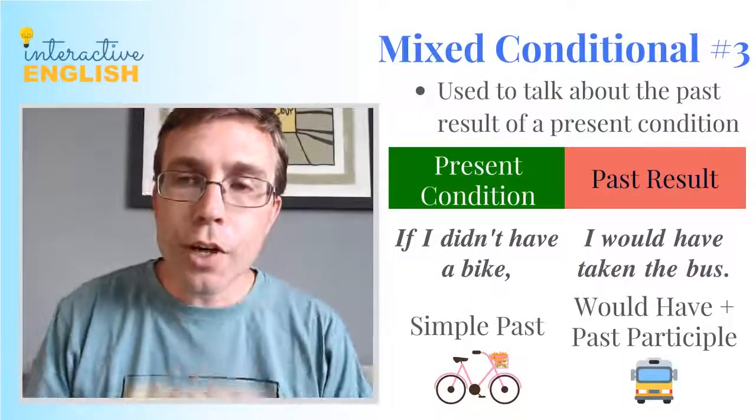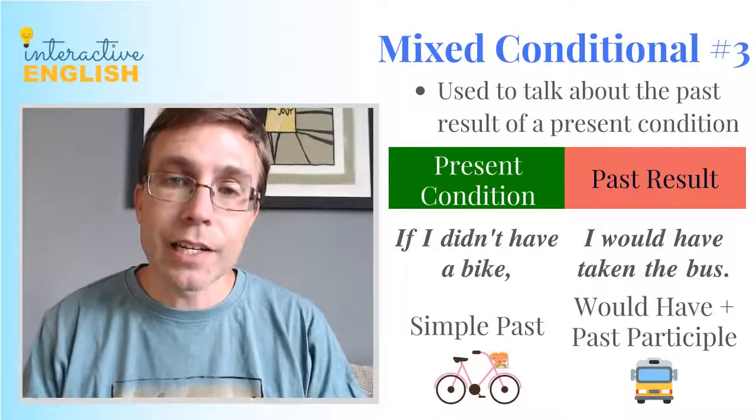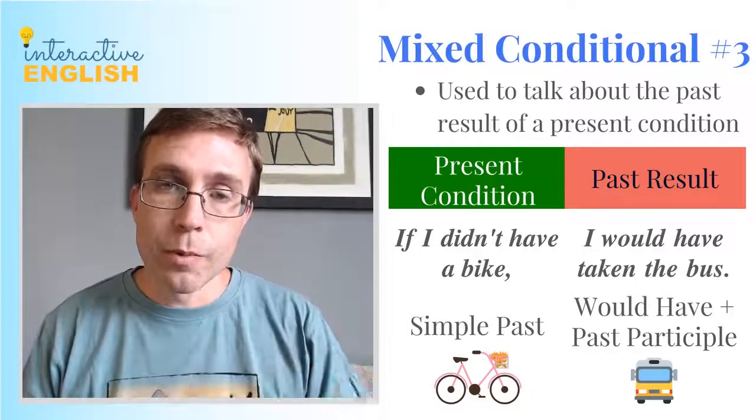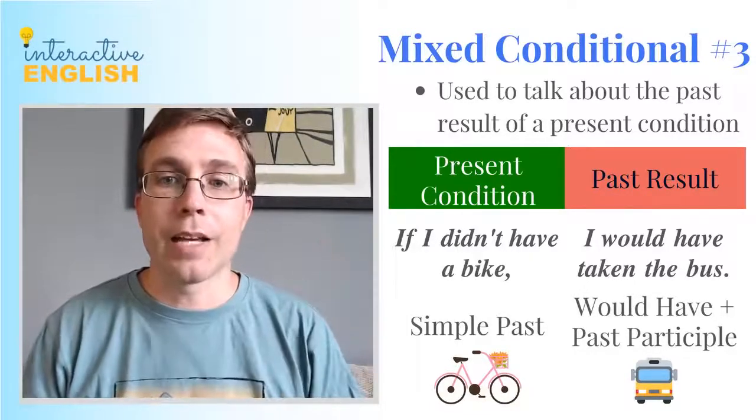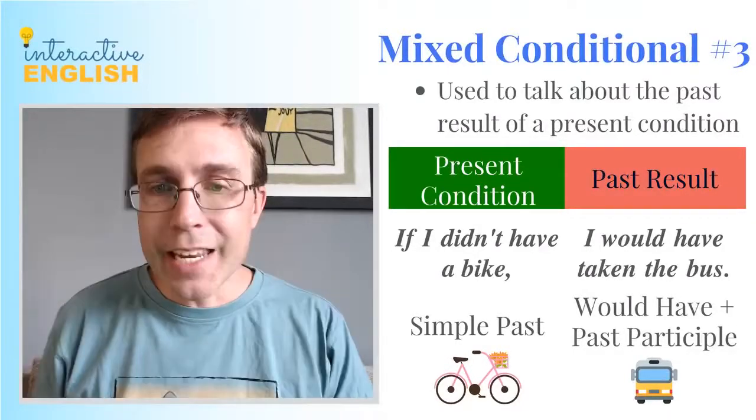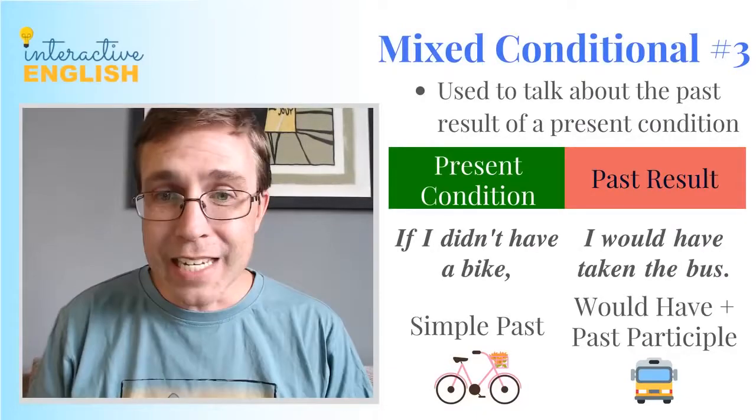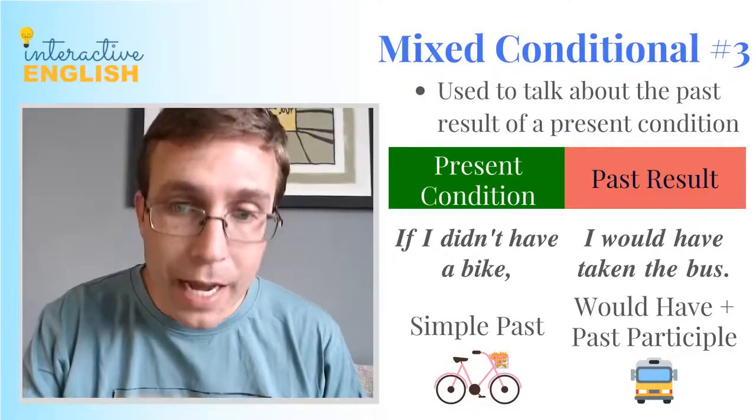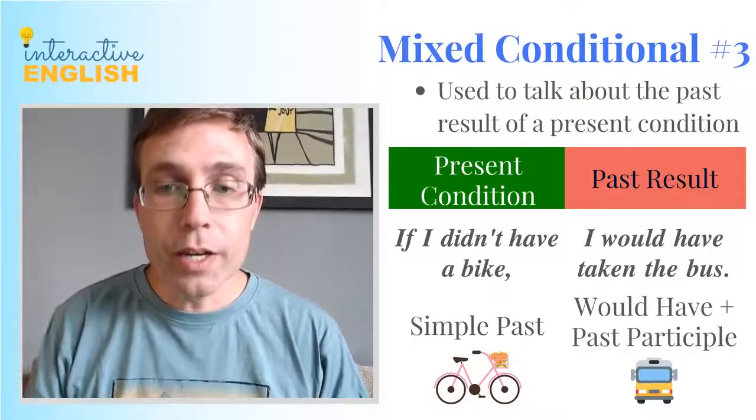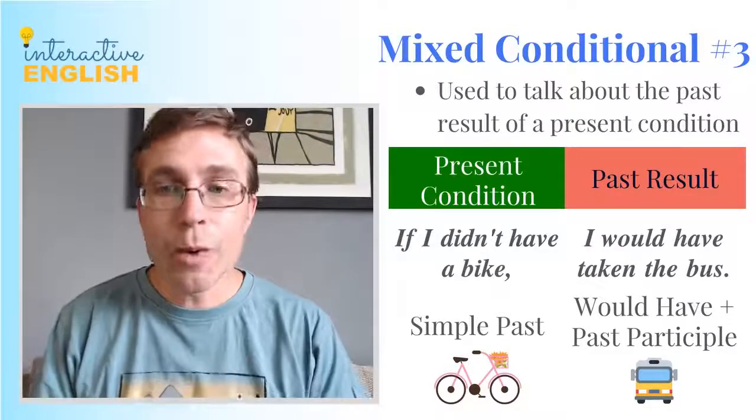It's used to talk about the past result of a present condition. The condition's in the present right now. The result is in the past. Okay, so let's look at our sentence. If I didn't have a bike, I would have taken the bus. If I didn't have a bike, we're going to use the simple past. I would have taken the bus. Would have plus the past participle. If I didn't have a bike, I would have taken the bus.